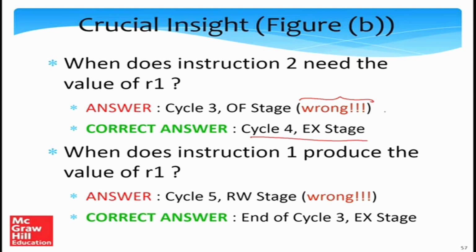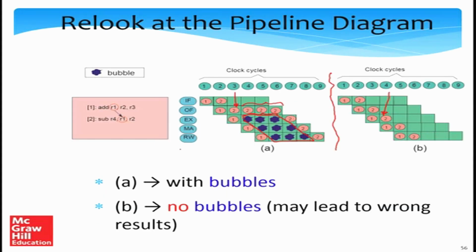So when does instruction 1 produce the value of R1? Up till now, we have been maintaining that instruction 1 produces the value of R1 in cycle 5, which is its RW stage, when we write it to the register file. But that also is not correct. The correct answer is at the end of cycle 3, when it finishes its execution, that's when at least the value of R1 is there, even though the register R1 has not been written to yet. So maybe we can use this particular pattern and do something.